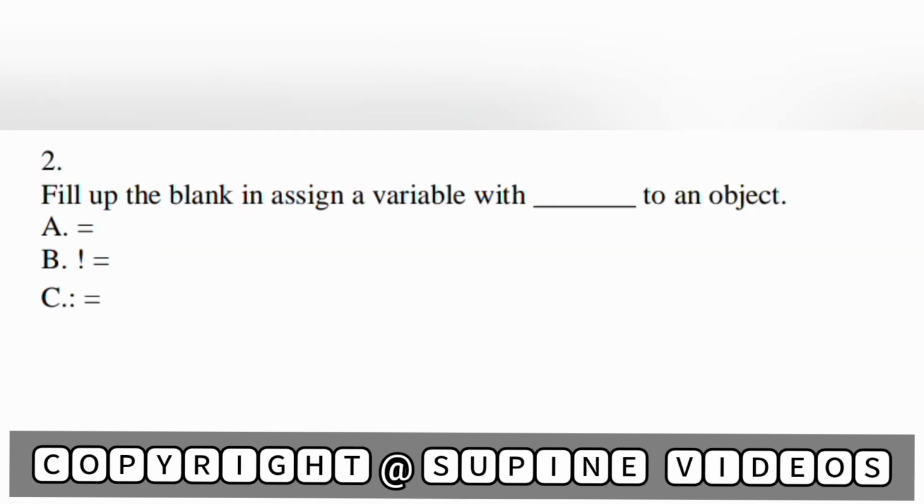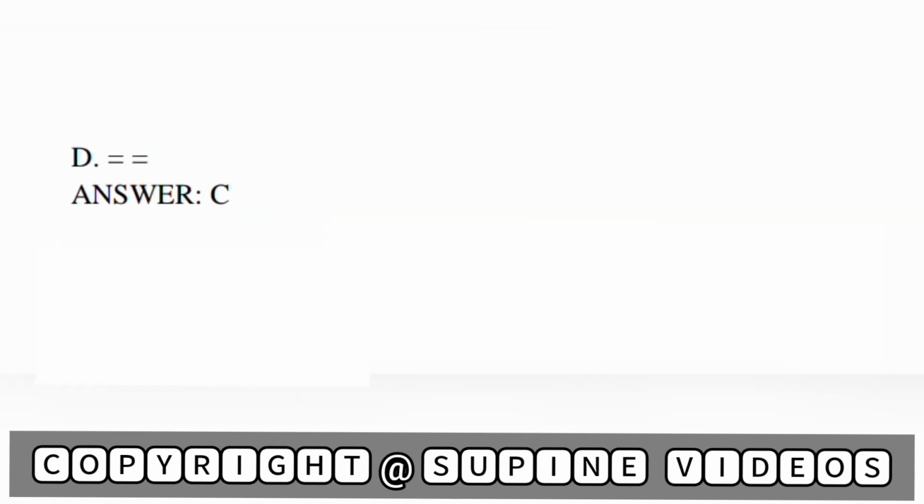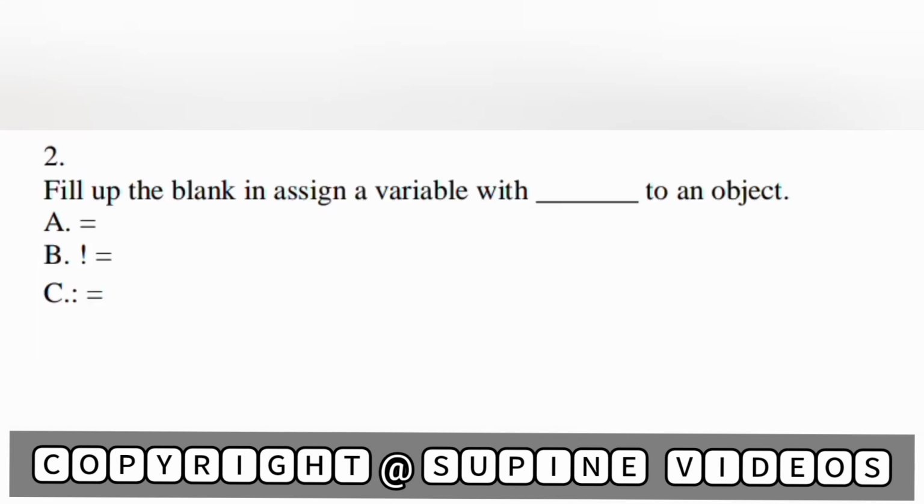Question number 2. Fill up the blanks in assign a variable with dash to an object. Your options are A equal to, B exclamatory equal to, C colon equal to, D double equal to. The answer is option C colon equal to. So, fill up the blanks in assign a variable with colon equal to an object.